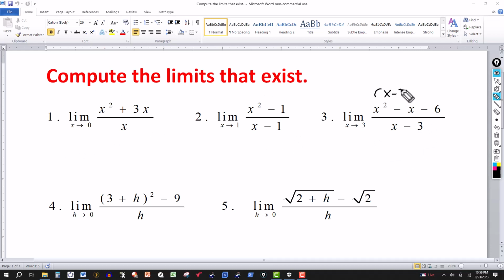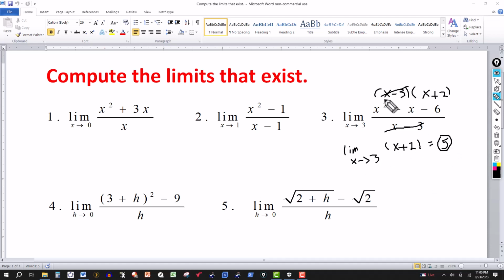x squared minus x minus 6 factors into x minus 3 and x plus 2. So we want to find the limit as x gets real close to 3. It doesn't have to get to 3. So in that case, I know that x minus 3 is not going to be 0. I can divide that out. So I get another look at this. The limit as x goes to 3 of x plus 2. So now, as x is close to 3, x plus 2 is close to, well, 3 plus 2. The limit of this one is 5.